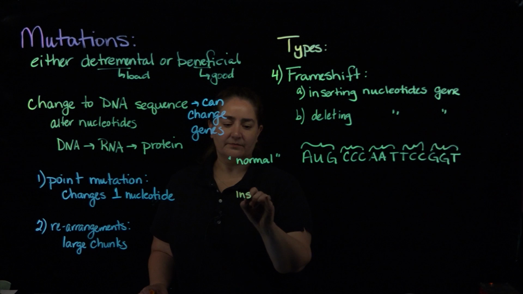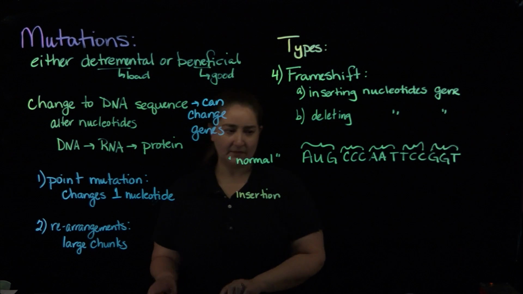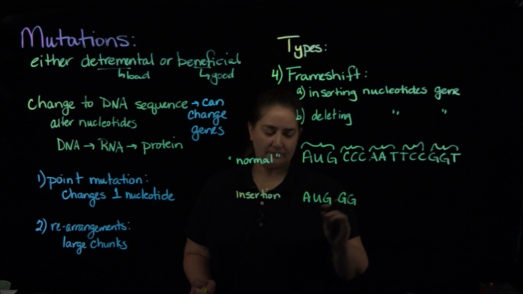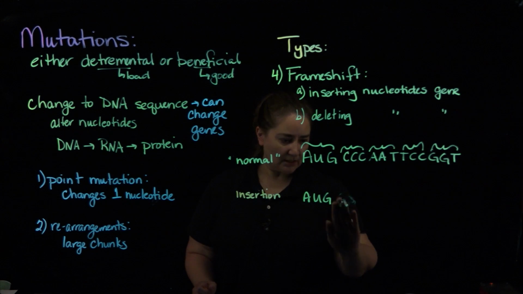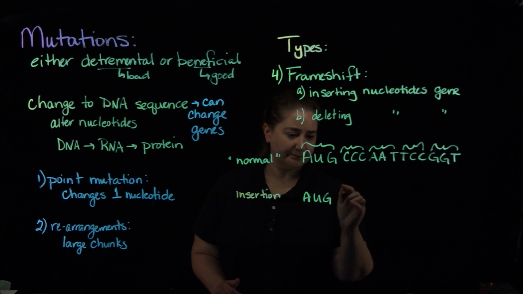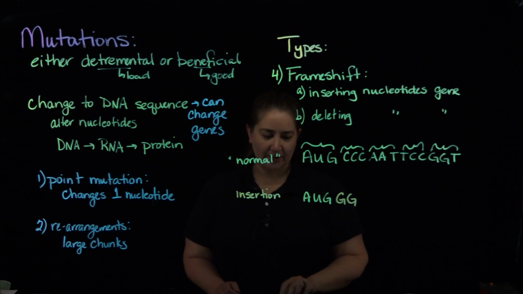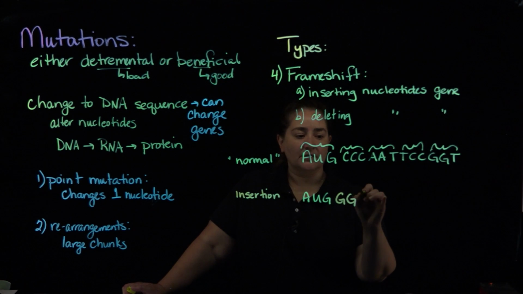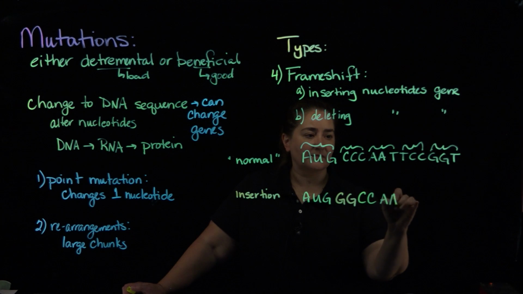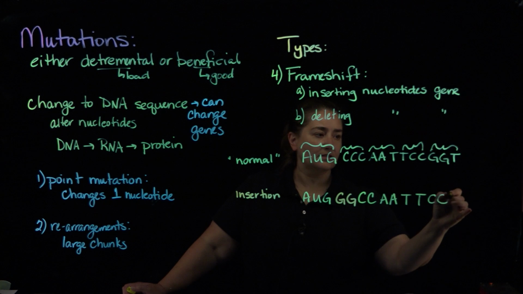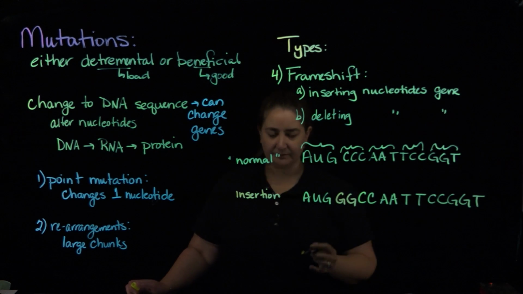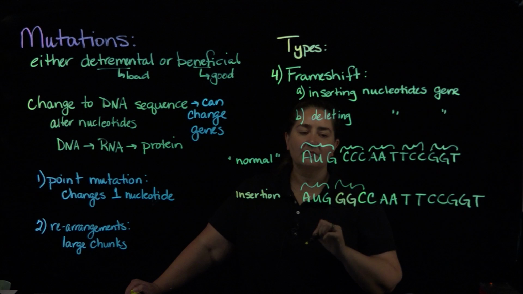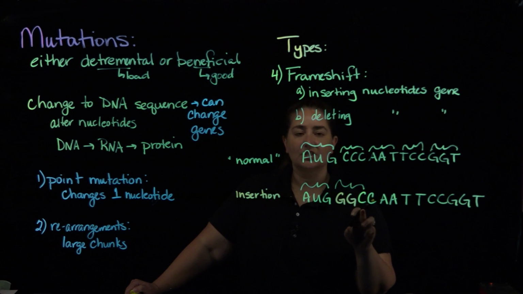If we have an insertion, we're going to still start out AUG. Oops, I wanted to put the insertion in a different color so you see it better. So say we end up inserting two G's here because maybe there's a little bit of stutter in the DNA replication and we get 3 guanines put in. A, T, T, C, C, G, G, T. What that's going to do, we've got an AUG, that's going to be the same. But now our second amino acid, instead of being CCC, is GGC.